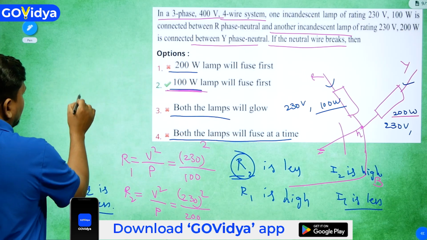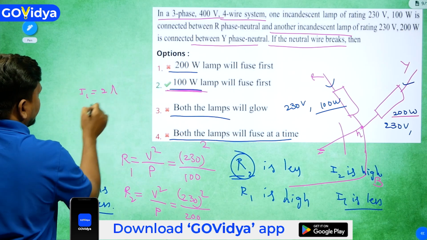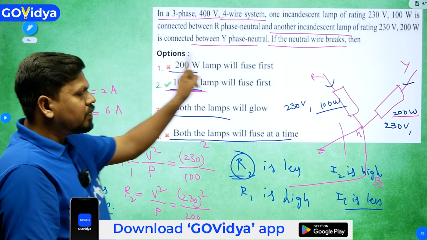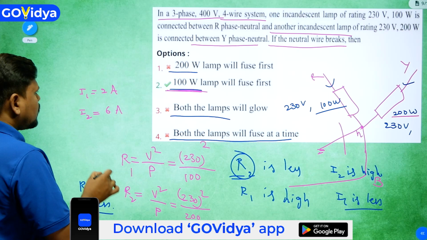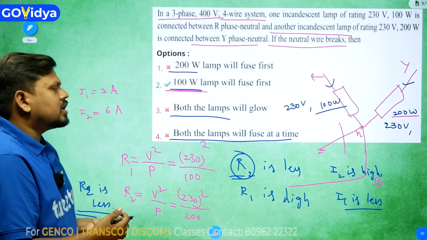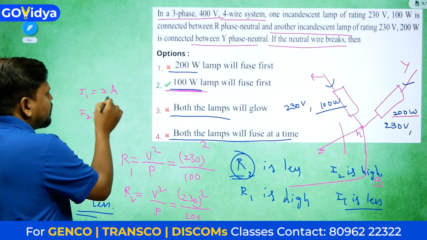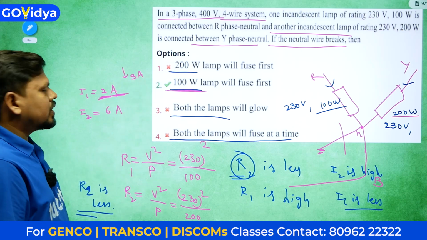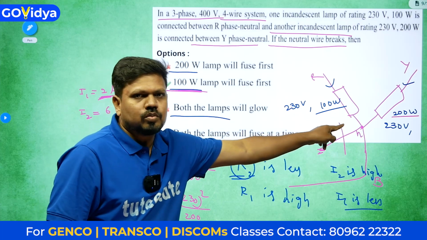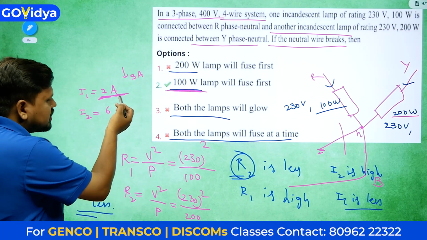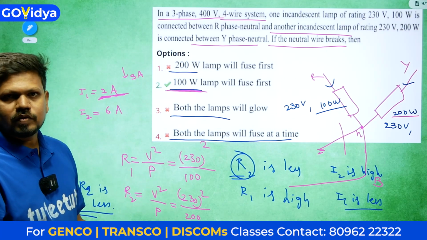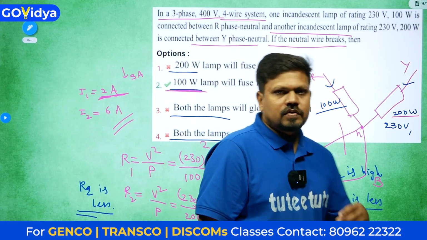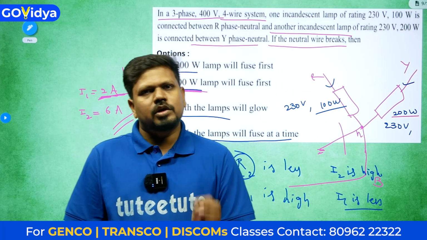Just for example, I1 equals 2 amperes and I2 equals 6 amperes. This is just an example only, not valid for this problem. Whenever overcurrent or a little higher current is coming, I1 is 2 amperes only. If 3 amperes is coming, which will fuse out first? The I1 current, going through the first bulb, will fuse out first. Once it has fused out, it will not glow. Like this, I1 is less and I2 is higher, because of which the 100 watt bulb will be fusing out.